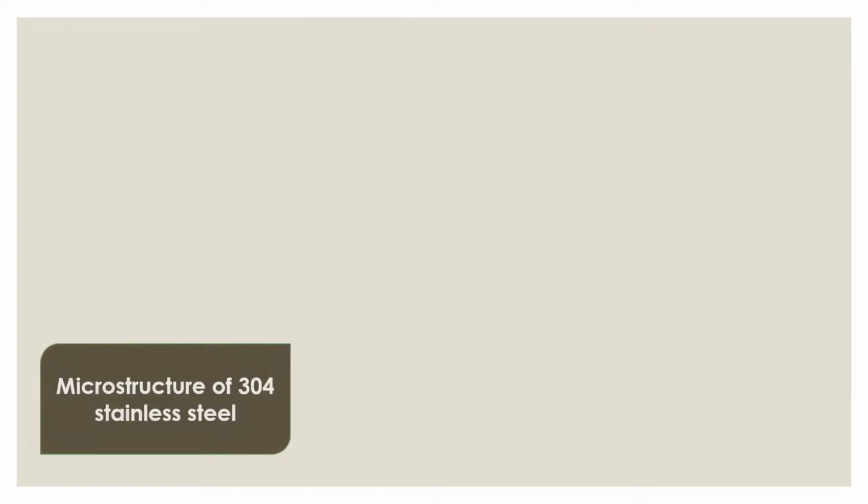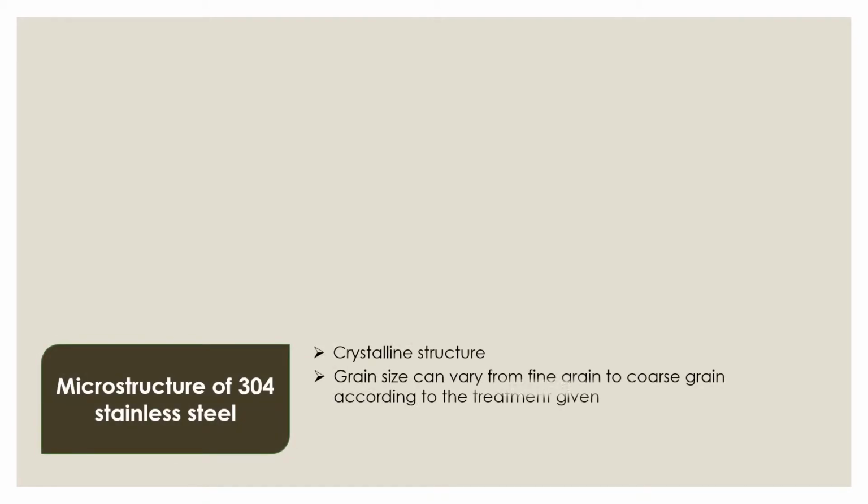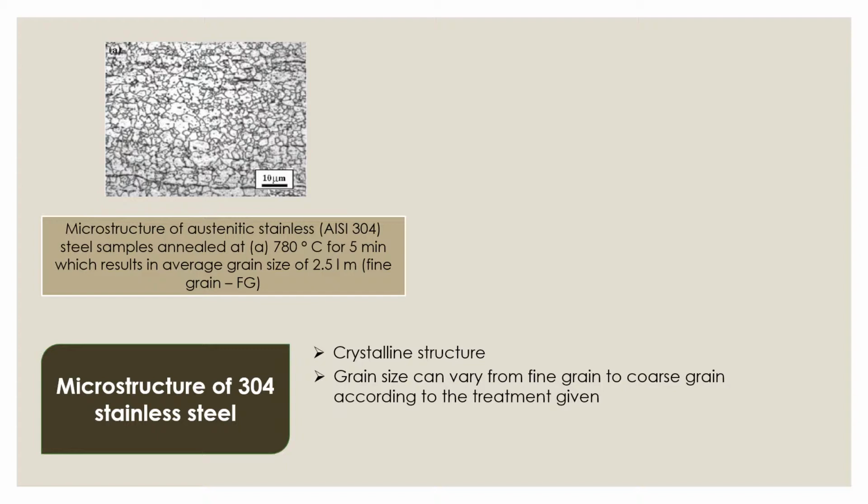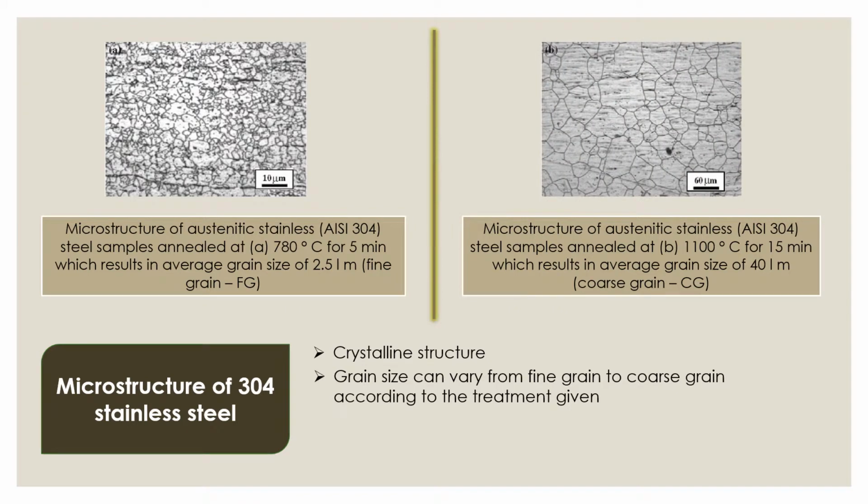To understand the microstructure of 304 stainless steel, we need to know the properties of the 304 stainless steel. This steel has a crystalline structure. Its grain size can vary from fine grain to coarse grain according to the treatment given. On the left side, we can see that the stainless steel is annealed at 780 degrees Celsius for 5 minutes and it produces a fine grain 304 stainless steel. On the right side, the 304 stainless steel samples are annealed at 1100 degrees Celsius for 15 minutes and this produces a coarse grain 304 stainless steel.